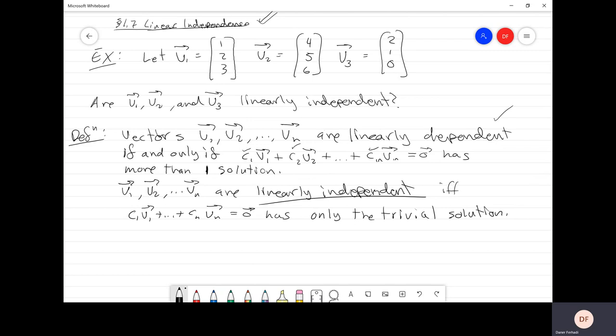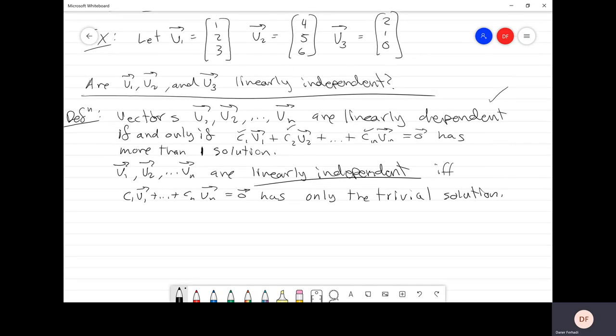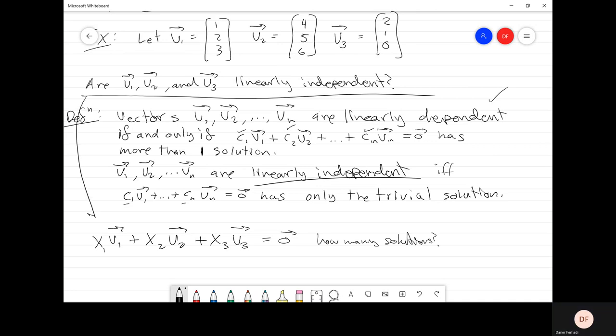So for this example, to solve this, all we need to do is show this equation. Now, instead of C, I can use X, for example, X1 V1 plus X2 V2 plus X3 V3. I need to see how many solutions this has, okay? So basically, can we combine V1, V2, and V3 in more than just one way to make 0? By combine, I mean a linear combination.